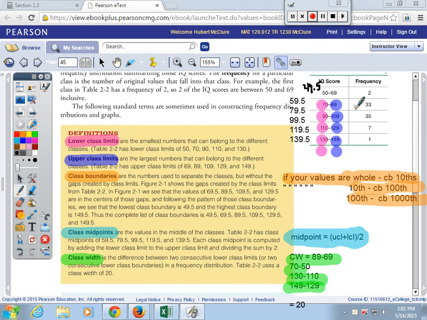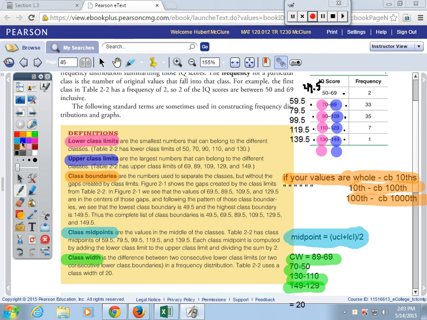And now we just add what? Class width, Hubert. That's right. Or you can go down. You can do that. 49.5 plus 20 is what? 69.5. 69.5 plus 20 is what? 89.5, 109.5, 129.5. And then go over here. All right, 69.5 plus 20 is what? 89.5 plus 20 is what? 109.5, 129.5, and 149.5.